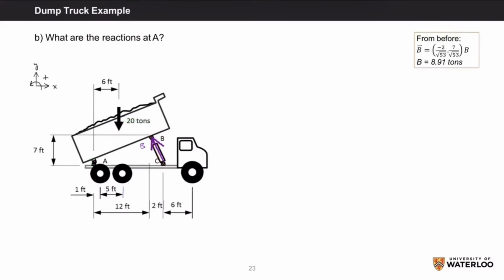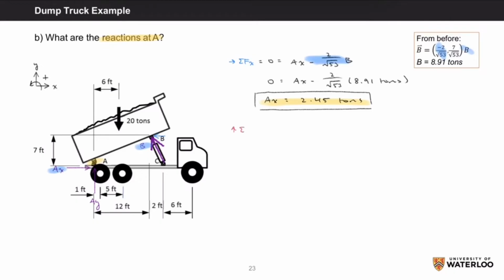Part B asks, what are the reactions at A? This can be solved by performing our basic force balances in the x and y directions. We'll start with the sum of Fx equals 0, which will account for all the forces acting in the horizontal direction. So we'll get Ax minus 2 over root 53 times B, which is again that horizontal component of the vector. From the last slide, we know that B is 8.91 tons, so rearranging for Ax, this will give us a value of 2.45 tons.